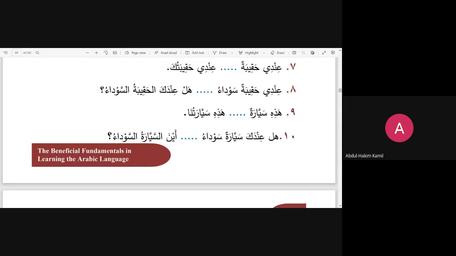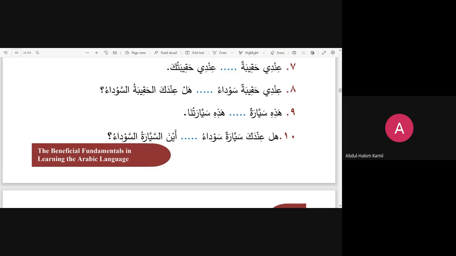Hadihi sayyaratun. This is a car. Hadihi as-sayyaratu. This is the car. Now we're going to add to this word sayyara a description. But the description has to be like that which preceded it. If it's nakira, it's nakira.